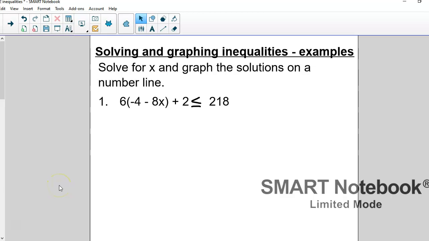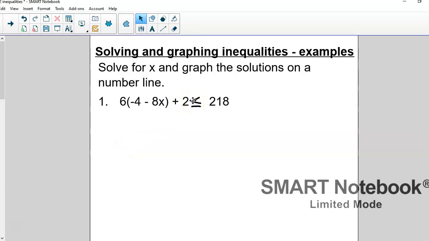Hi friends, our goal today is to be able to solve and graph inequalities. So we talked a little bit about inequalities yesterday, what they are and what they look like on a number line. And so what we're going to work on now is solving them and graphing those solutions on a number line.